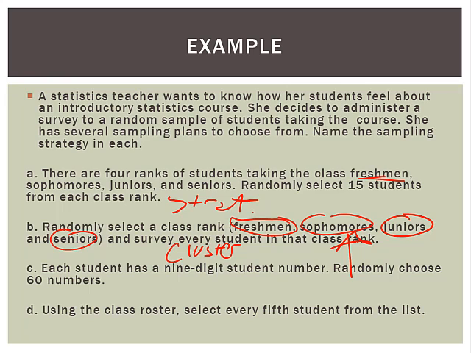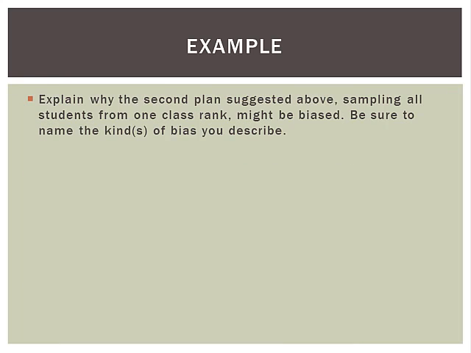Okay, part C. Each student has a 9-digit number. Randomly choose 60 numbers. Random sample, right? Let's forget that. Simple random sample. And using the class roster, every 5th student from the list. Hopefully that's easy. That's probably the easiest one. Systematic. Okay, last example, I think.